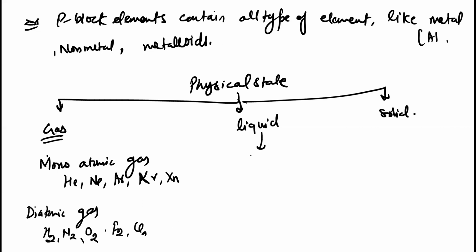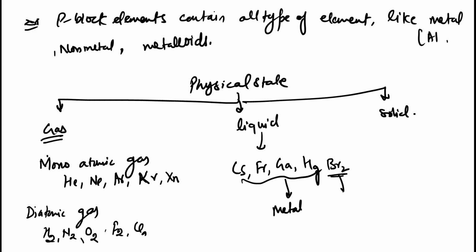Liquids are mercury, cesium, francium, gallium, Hg, and Br2. Cesium and gallium have very low melting points. They even melt at low temperatures. They are considered liquid because at room temperature, even if kept on the palm, they get melted. So gallium, cesium and francium have very low melting points and can easily melt. So these are metals.